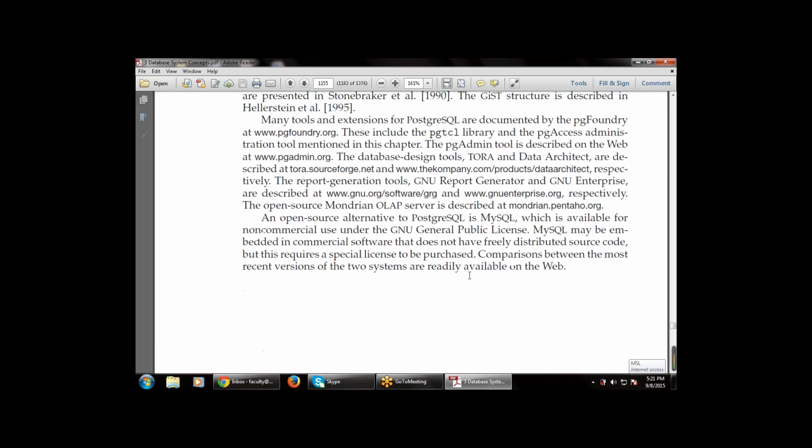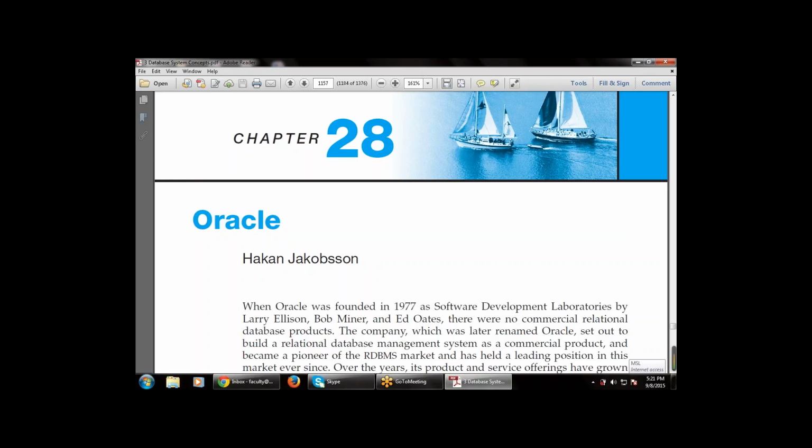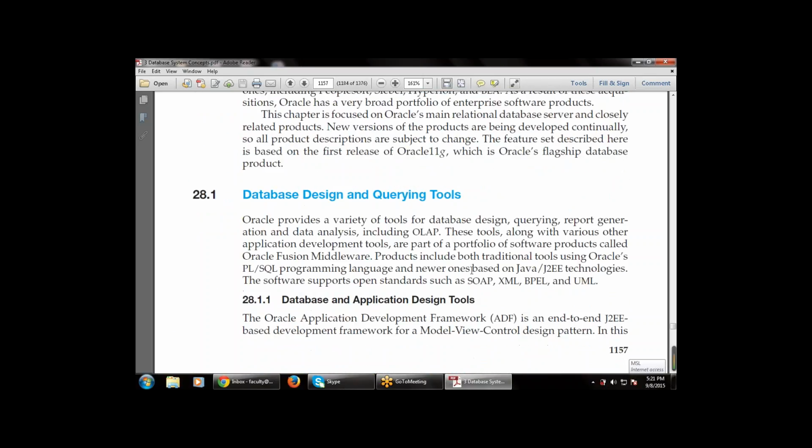Now next is the bibliographic notes. The next chapter is chapter number 21, that is Oracle. This is one of the practical topics that is used, that is Oracle. And Oracle is the advanced part of, we can say, SQL.